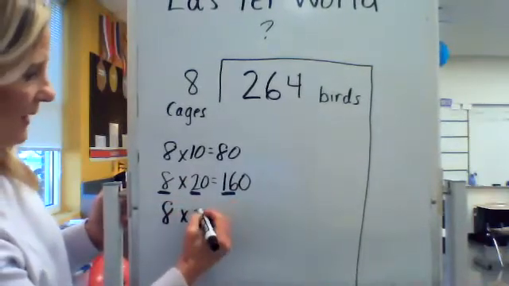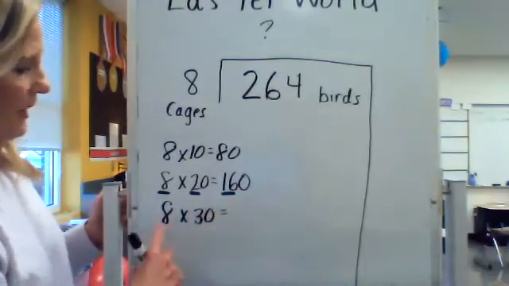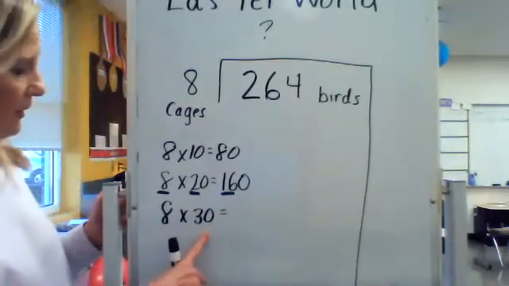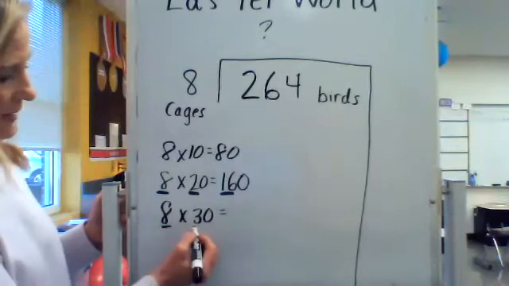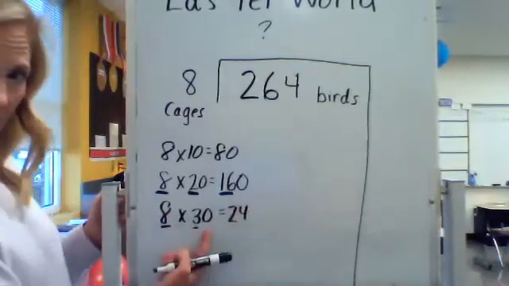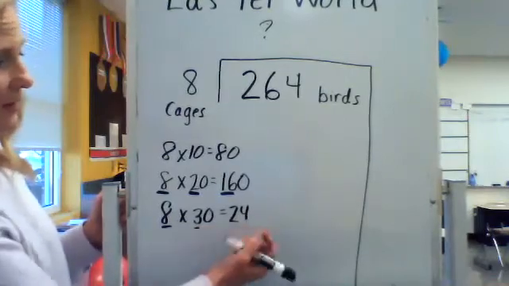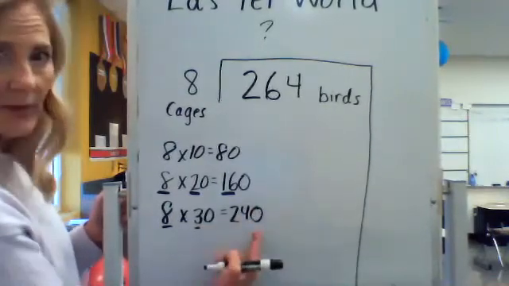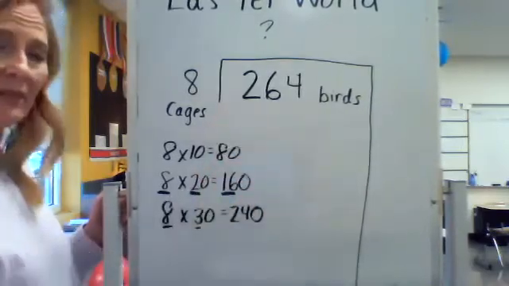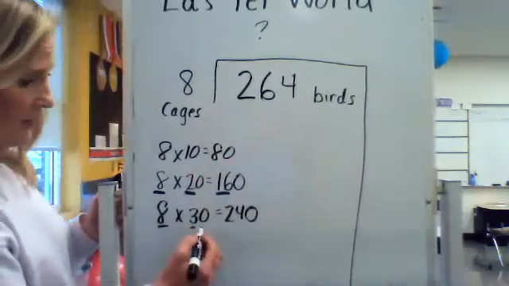Well, that's not quite big enough. Let me multiply 8 groups of 30. If I put 30 in each of the 8 cages, how many would I use? Well, 8 times 3 is 24. That's a memory fact. But since one of these factors is 10 times greater, the final product will also be 10 times greater. And that's looking pretty close to my actual dividend, so I'm going to use that 30.